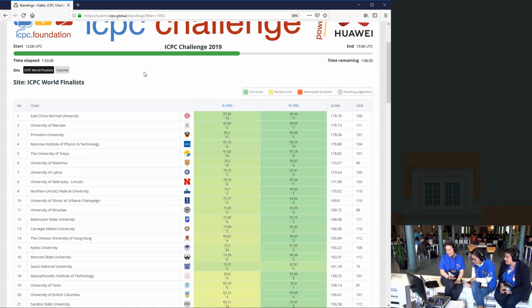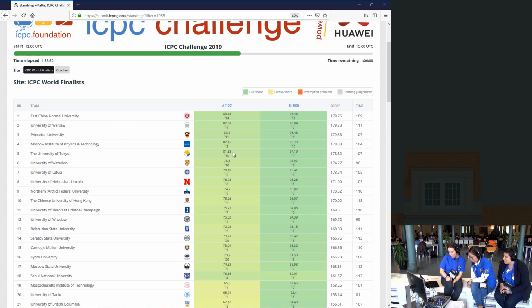It's an incredibly small difference. Yes. We can also see Princeton University in the top 3. Yes. University of Tokyo, even though they have a number of submissions on problem A already, 16, they submitted quite a lot in past time. They are down to 5th place, but they are still very, very close. So we can see a group of 5 teams within, say, 2 points of each other. That is a very impressive result.